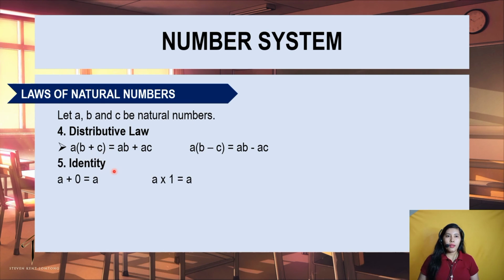Then we have identity law. For addition, we have A plus 0, that is equal to A. And for multiplication, we have A multiplied by 1, that is equal to itself, equal to A. For inverse, for addition, we have A plus negative A, that's equal to 0. For multiplication, we have A multiplied by its reciprocal, and that is equal to 1, provided that A natin is not equal to 0.